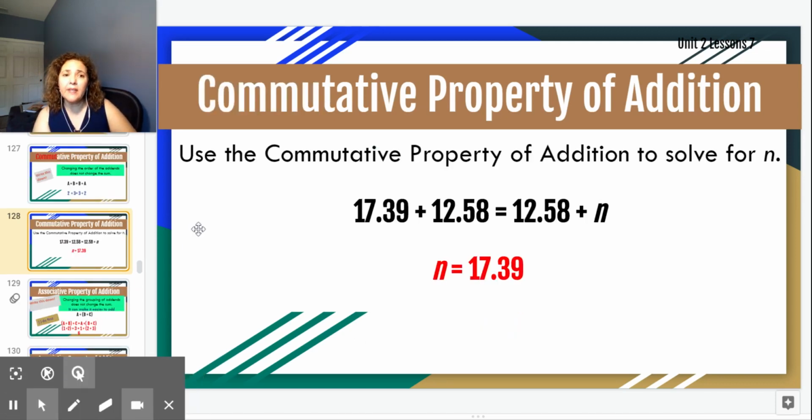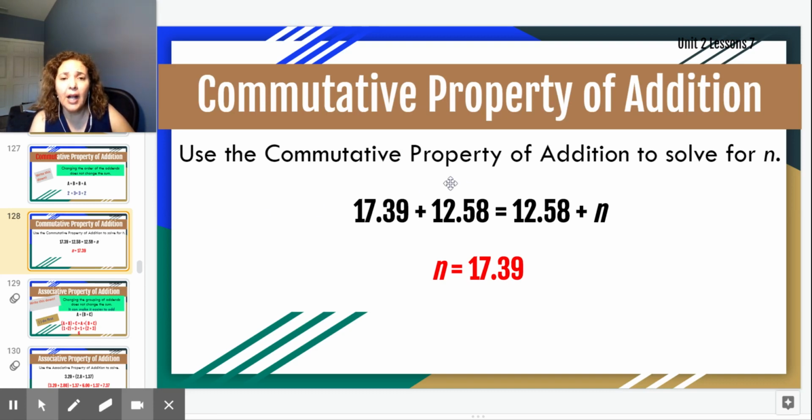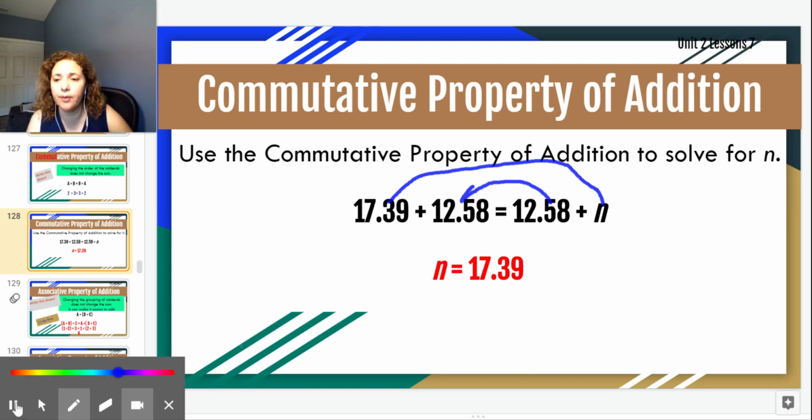Okay, because the commutative property of addition tells me the order doesn't matter, I could simply solve this problem. If I have 17 and 39 hundredths plus 12 and 58 hundredths equals 12 and 58 hundredths plus n, I can very easily solve for n because I know that the order doesn't matter. I can use my little rainbow bars. So what's going to be n? n has to be 17 and 39 hundredths because the order doesn't matter. I can switch them around.